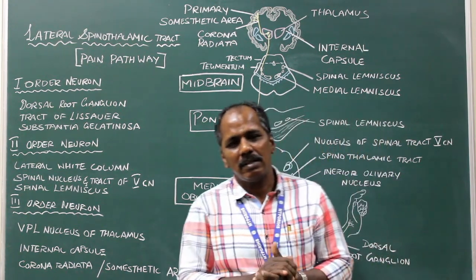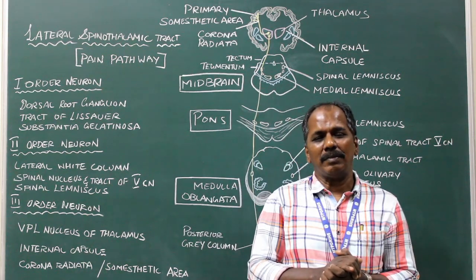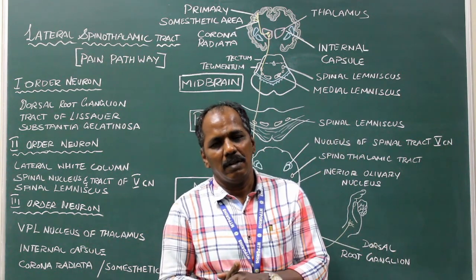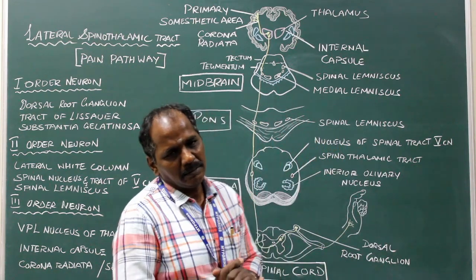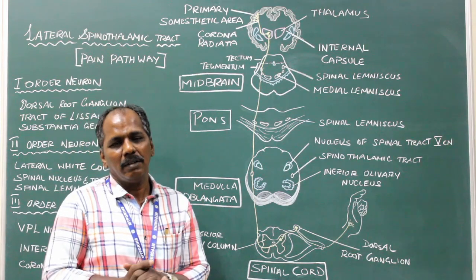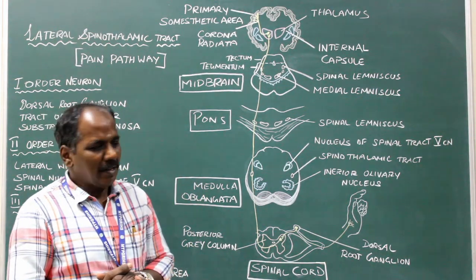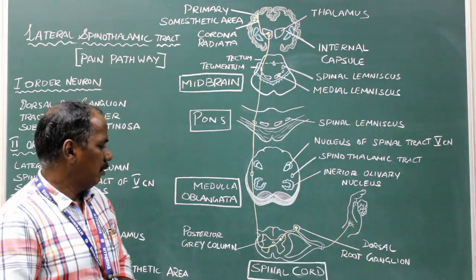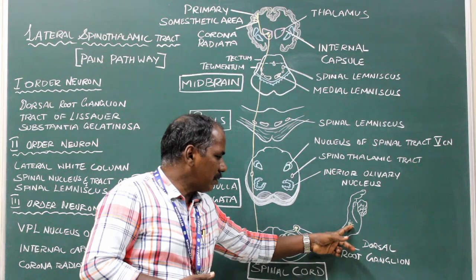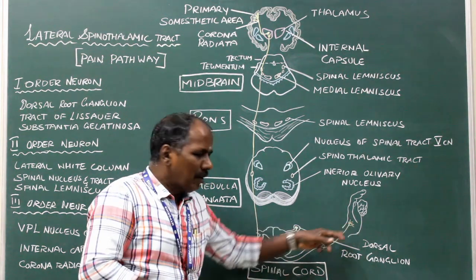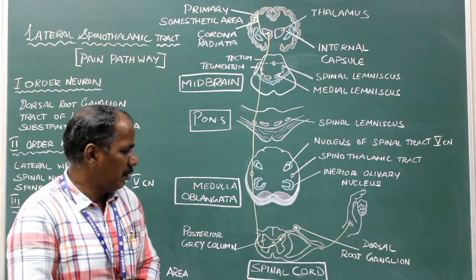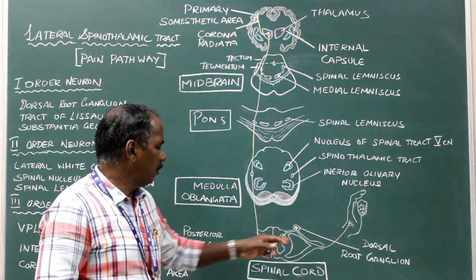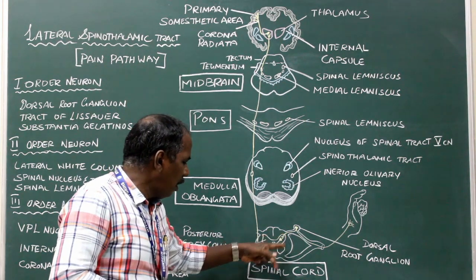Lateral spinothalamic tract, or pain and temperature pathway. It has three orders of neurons. First order neuron. The cell bodies of the first order sensory neurons are present in the dorsal root ganglion. The free nerve endings present in the skin receive the pain and temperature sensations, which pass through the dorsal root of the spinal nerve and enter the spinal cord.